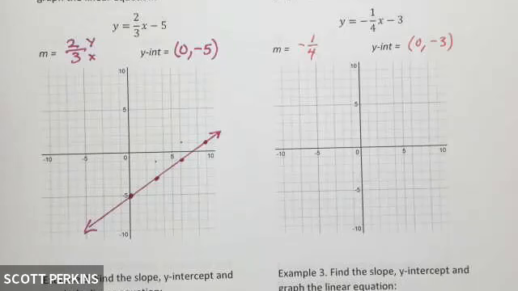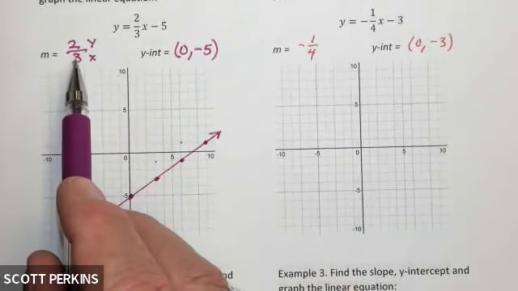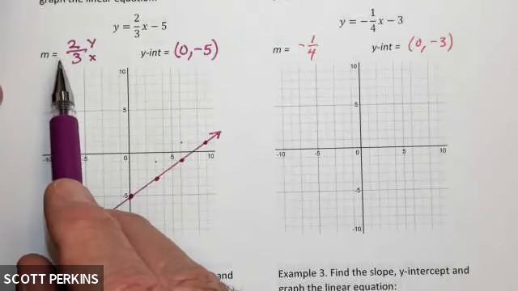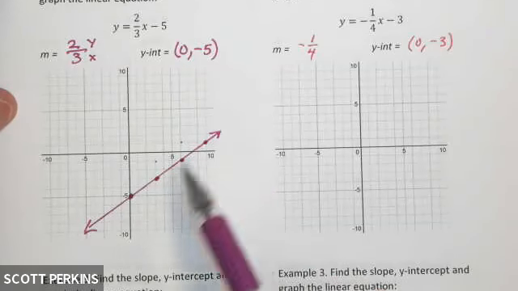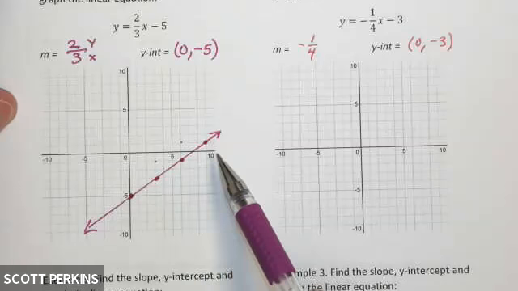Just as a general thing for when you're checking your work, if the slope of a line is positive, 2/3 is positive, lines always get bigger as we go from left to right. So they'll always go up like that.